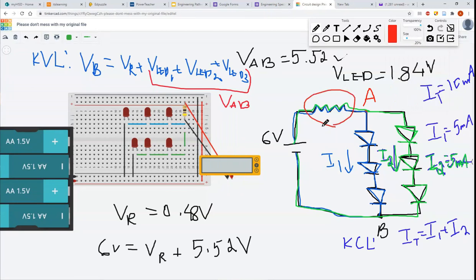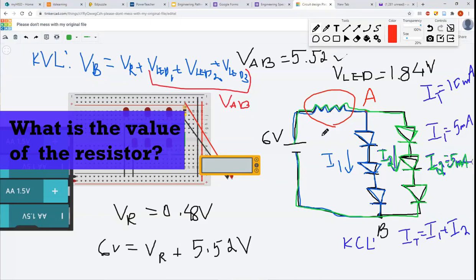So if we choose the right value of the resistor, we are actually going to get the 10 milliamps that we want. So the question is, how do we choose the right value of the resistor so that we get exactly what we want? And right now we want 10 milliamps. Well, what we're going to use is Ohm's law.